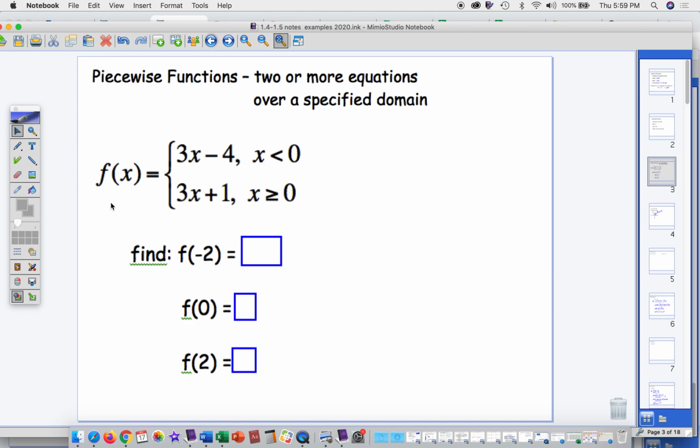Okay, let's see how you did on these. So hopefully you got negative 10 for f of negative 2. For f of 0, you should be plugging into the second function. And for f of 2, hopefully you got 7.